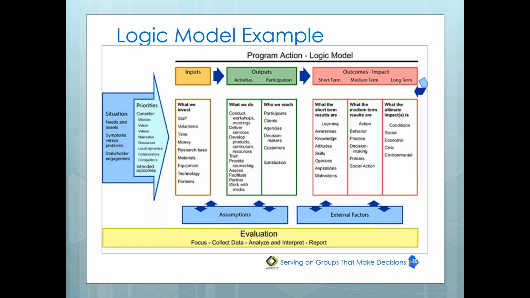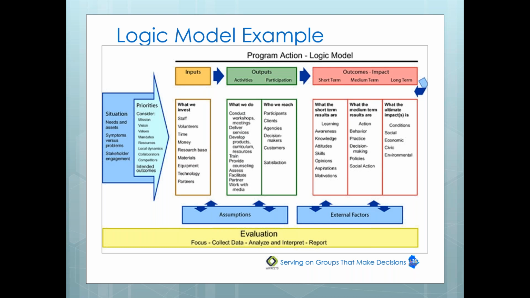So you're going to see the outputs in green are broken out into activities and participation, and the outcomes, the pink and orange, have subcategories. They have short-term, medium-term, and long-term outcomes. And the model starts out with the situation, which is the darker blue arrow on the far left. So what is the situation that the group is going into? And then also on the left, the lighter blue are the group's priorities.